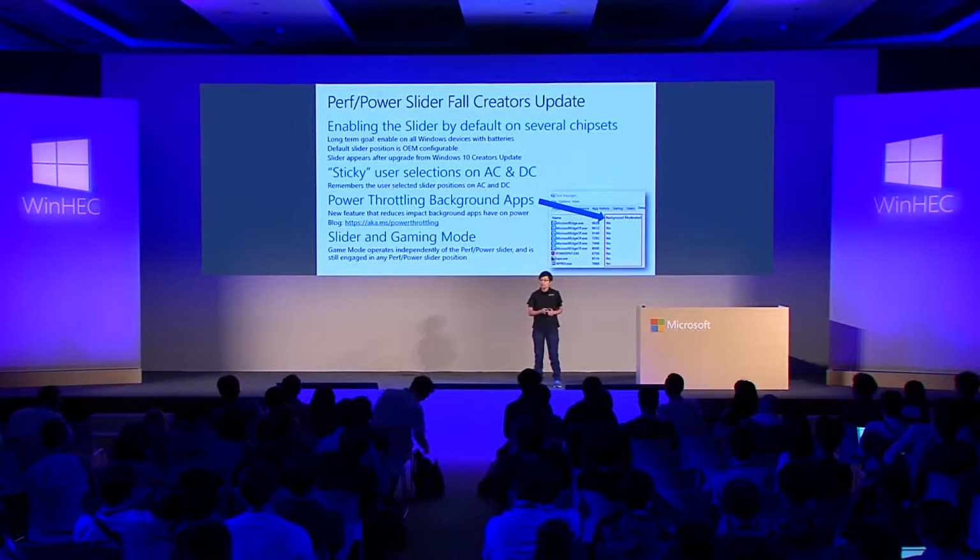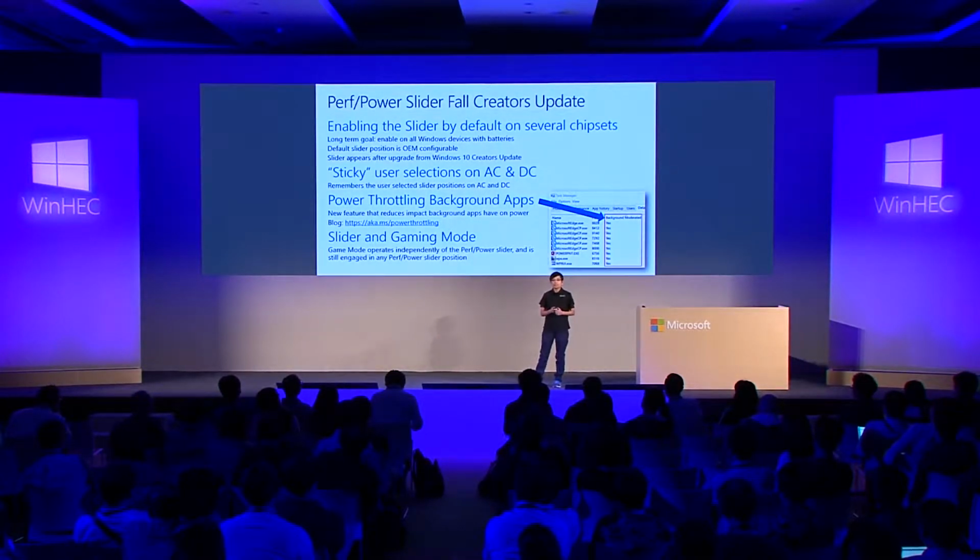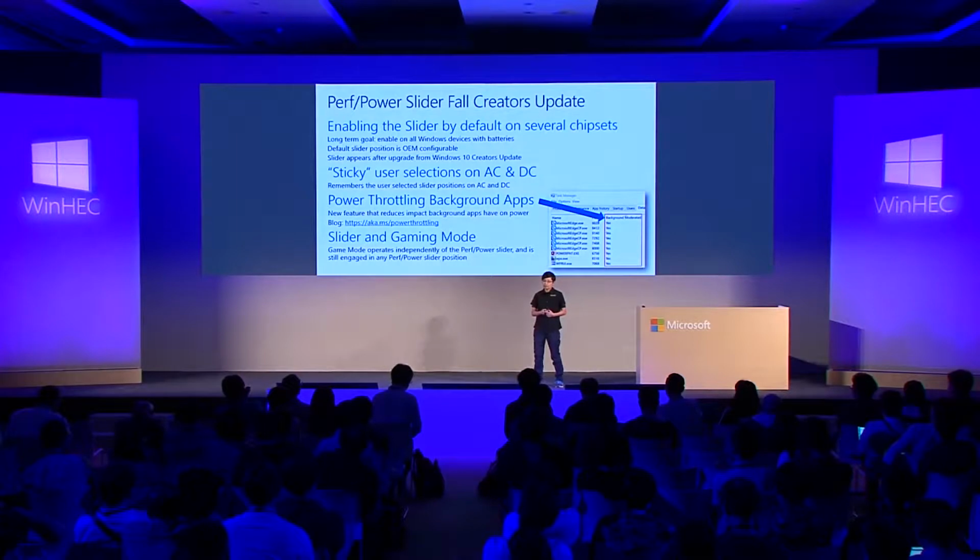Power throttling is a feature that we experimented with in the Creators Update, and we are enabling it in the Fall Creators Update. This feature throttles the CPU frequency of applications running in the background, improving battery life. A common question that we often get from our customers is, what impact does the slider have on game mode? These features operate independently of one another, and game mode can be engaged in all 4 slider positions.